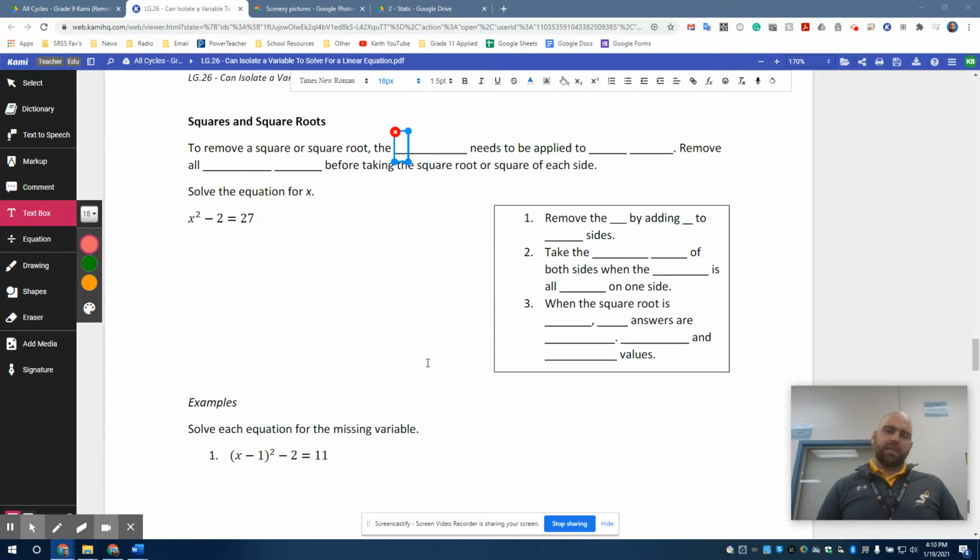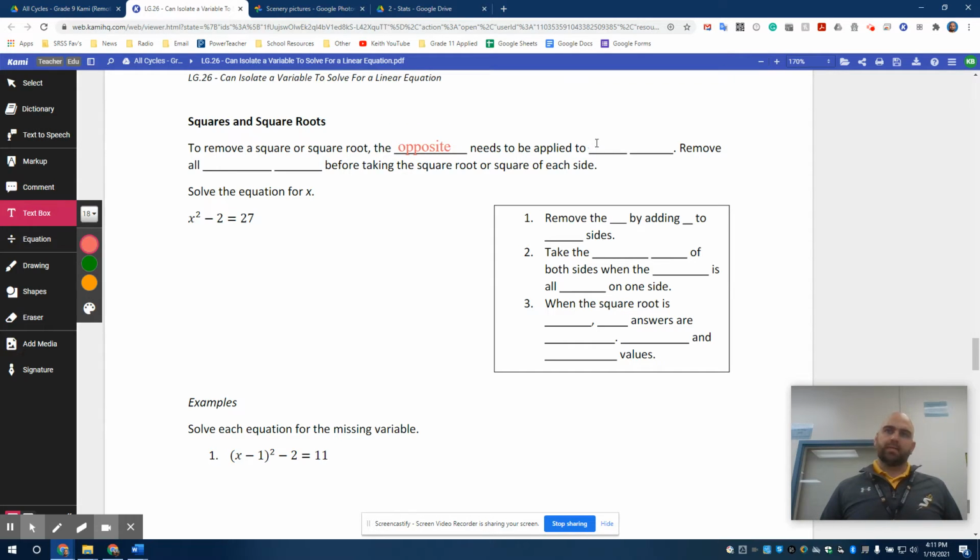So the final section we're going to take a look at is what happens if we have squares and square roots, and how do we remove those and clean those up from our equation. We need to remember that to remove a square or square root, the opposite needs to be applied to both sides.